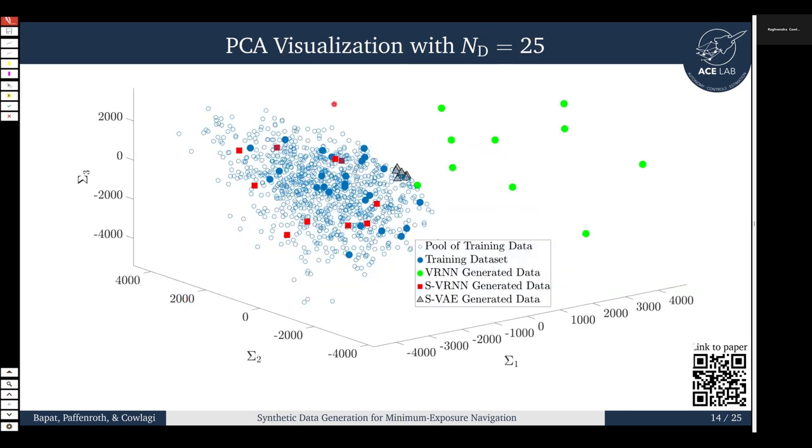But now let's reduce the number of training data points. So now let's only have 25 data points that we use for training. And now let's look at the VRNN. So this is the data-driven one. So that's all the way over here as compared to the training data pool, which is what we're trying to match.